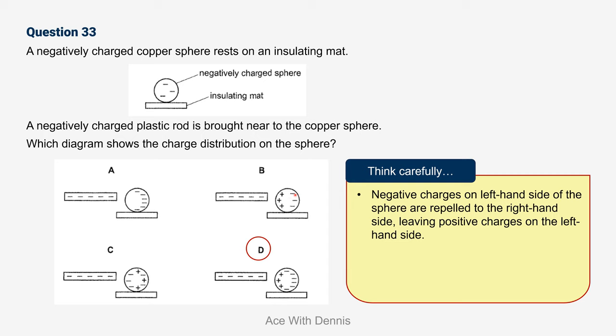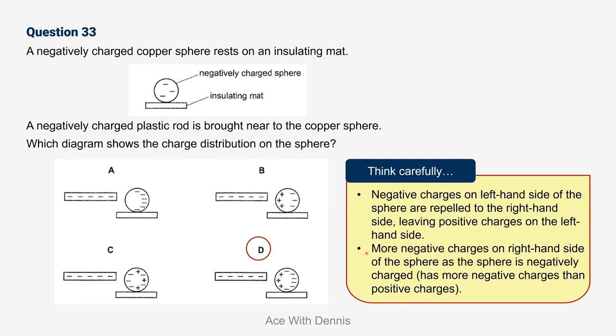But as you can compare, for B, both positive charges and negative charges have the same number. And for D, negative charges are more than the positive charges. So the answer should be D. Why is it so? Because there are more negative charges on the right side of the sphere, as the sphere is negatively charged. As you can see at the beginning, this sphere is negatively charged. In other words, we have more negative charge on the right side.